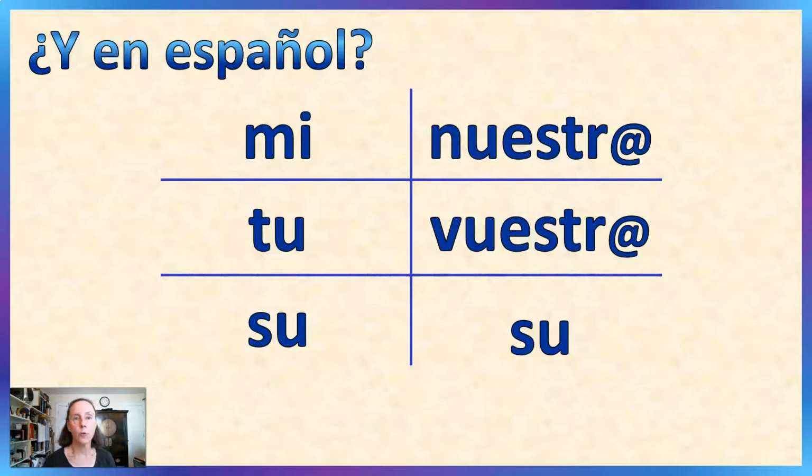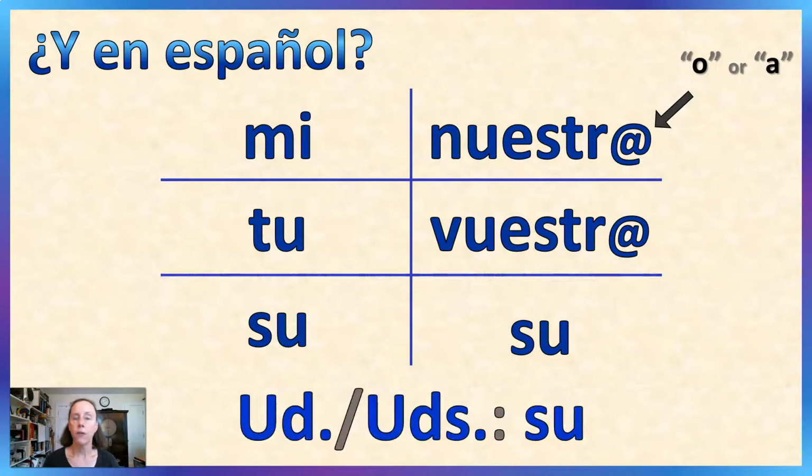All right, let's look at those words in Spanish. They are mi for my, tú for yours, su for his, her, their, nuestro or nuestra. Please note that I'm using the at symbol to indicate that that last vowel will either be an O or an A. And then we have vuestro, vuestra, and also su. And then finally, for the usted or the ustedes version of your, we will also be using su.